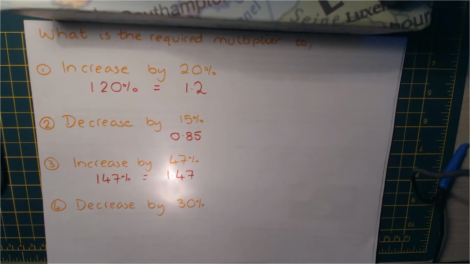And this last one here, to decrease by 30%. If it's 30% off, then it's 70% on. So we're looking at 70%, which gives us 0.7.